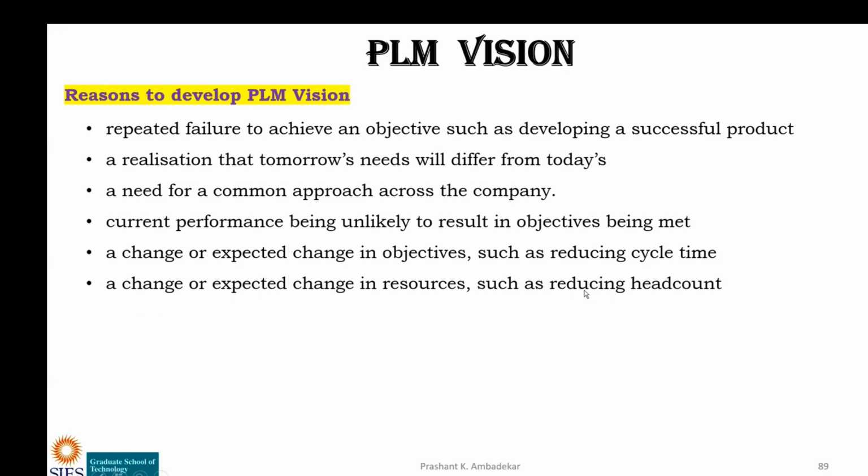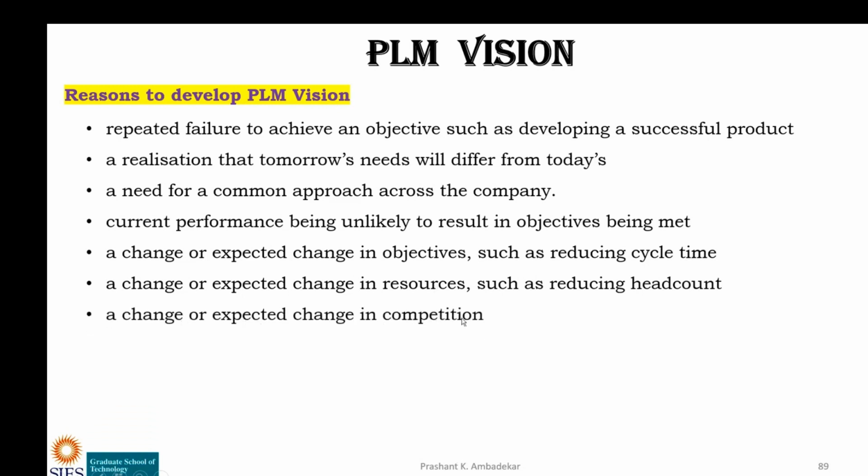A change or expected change in resources, such as redundant headcount. There are so many people in the company and those people are not needed. Maybe the company has gone for automation, or the company has shifted the plant from one location to another. So in such cases they don't need so many people. To reduce the people, they will develop the vision and say, okay, according to this vision, we don't need 100 employees, we need only 70 employees. So 30 employees have to go, something like that.